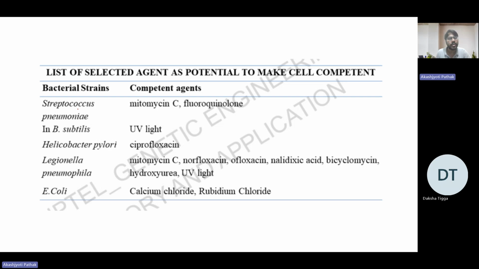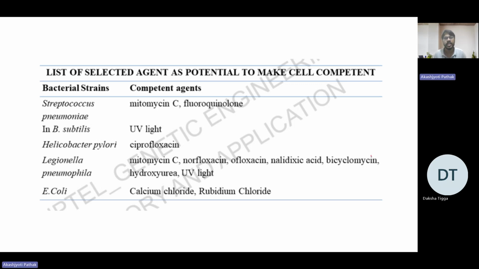For Streptococcus pneumoniae, what competent agent is used? It is mitomycin C and fluoroquinolone. For Bacillus subtilis, how is it made competent? It is made competent by treating it with UV light. For Helicobacter pylori, what is added? Ciprofloxacin. For Legionella pneumophila, what competent agent is used? Mitomycin C, norfloxacin, ofloxacin, nalidixic acid, bicyclomycin, hydroxyurea, UV light.